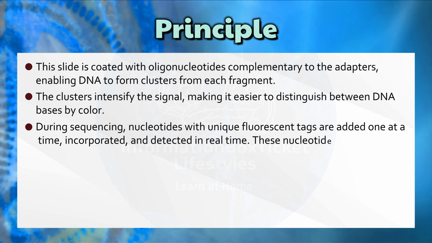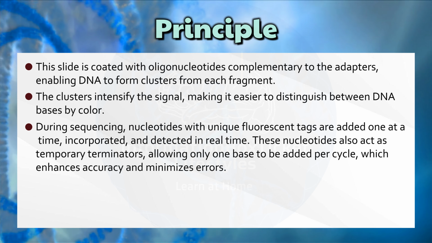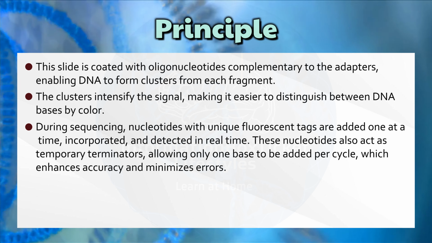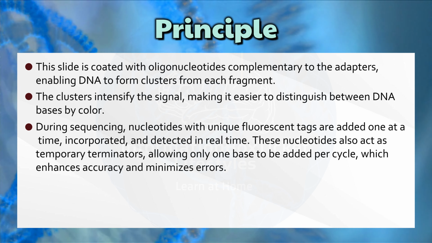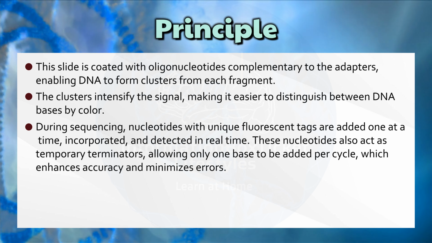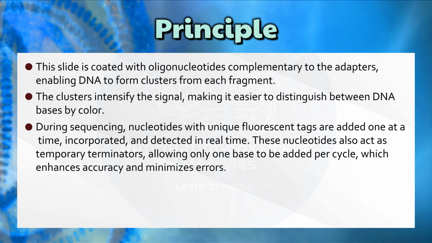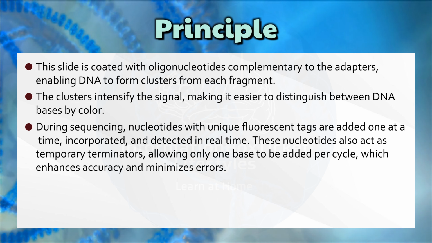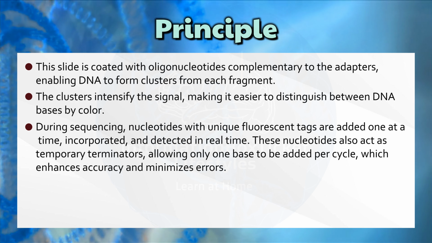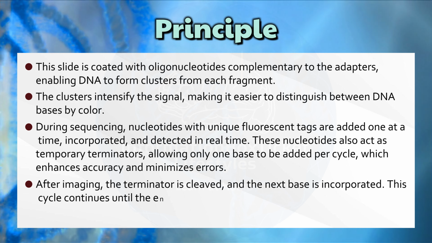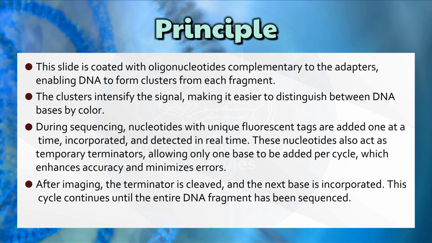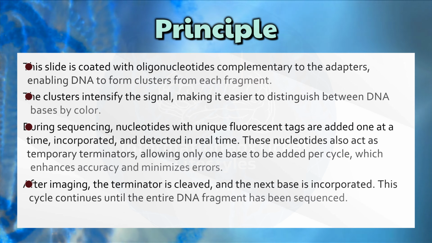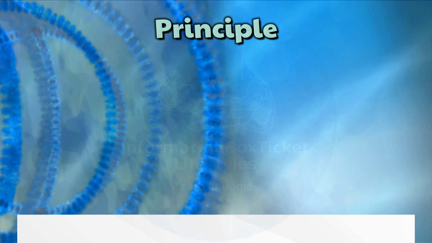During sequencing, nucleotides with unique fluorescent tags are added one at a time, incorporated, and detected in real time. These nucleotides also act as temporary terminators, allowing only one base to be added per cycle, which enhances accuracy and minimizes errors. After imaging, the terminator is cleaved, and the next base is incorporated. This cycle continues until the entire DNA fragment has been sequenced.